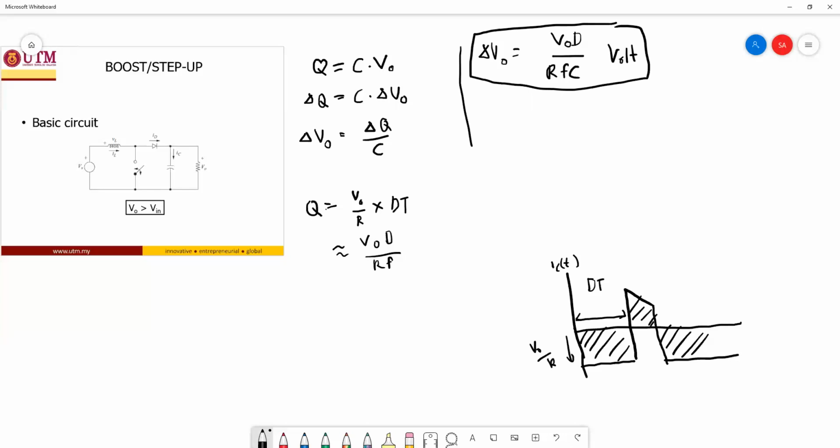This is the ripple voltage, and the other related parameter is the ripple factor, R. This is the ratio between the ripple voltage and your output voltage. It is equal to D over R f C, and it has no unit, because it is just a ratio. So that's all for the output ripple voltage.